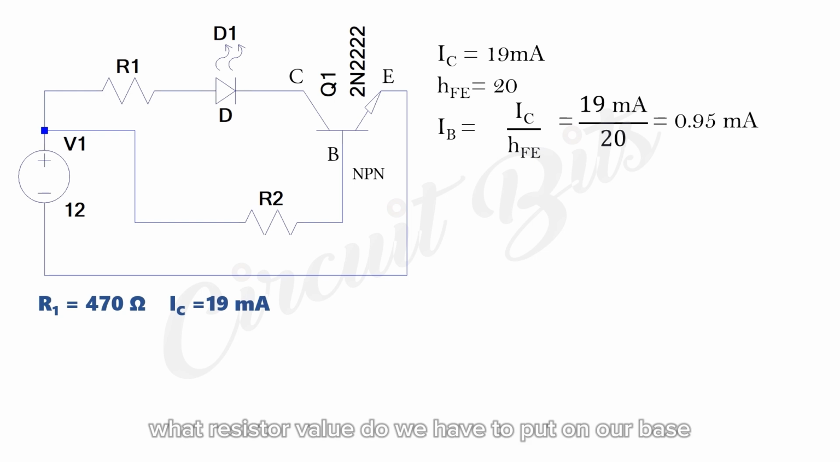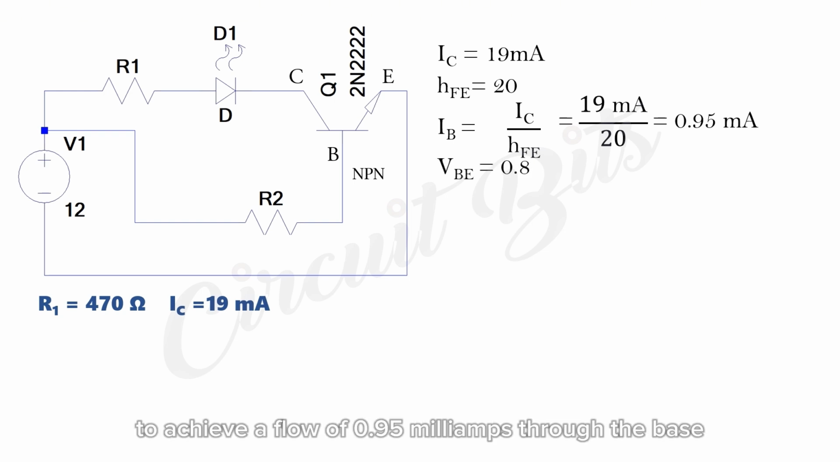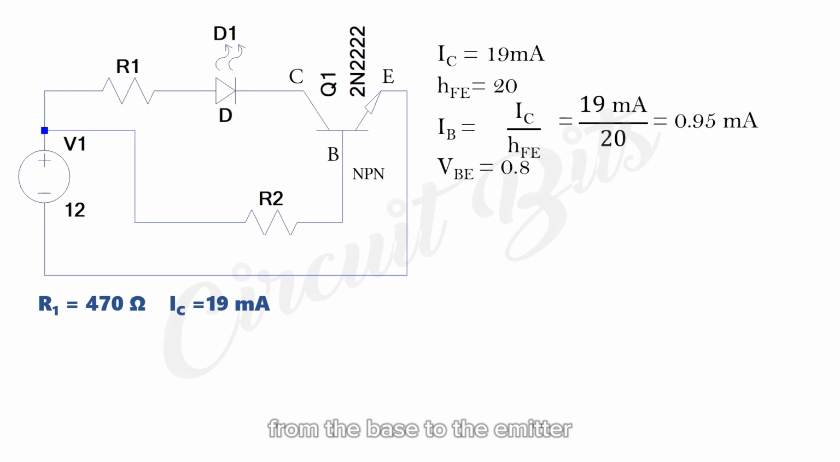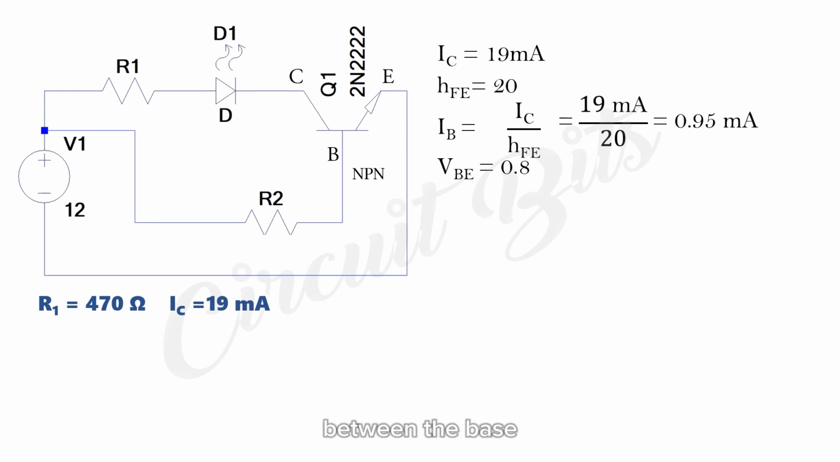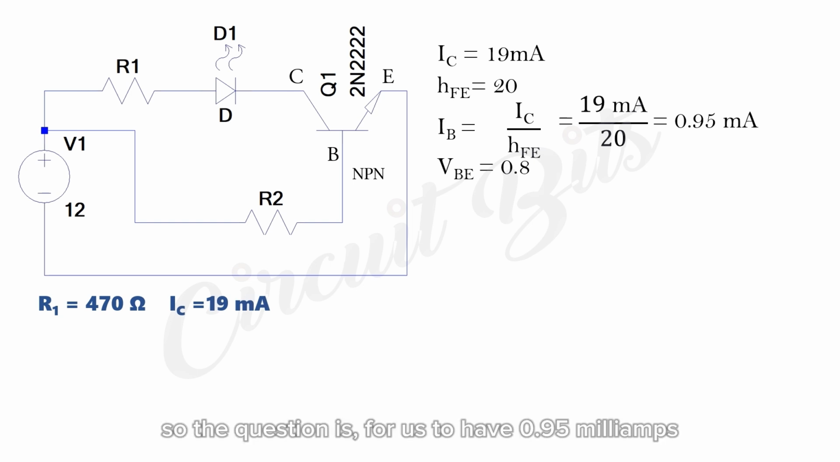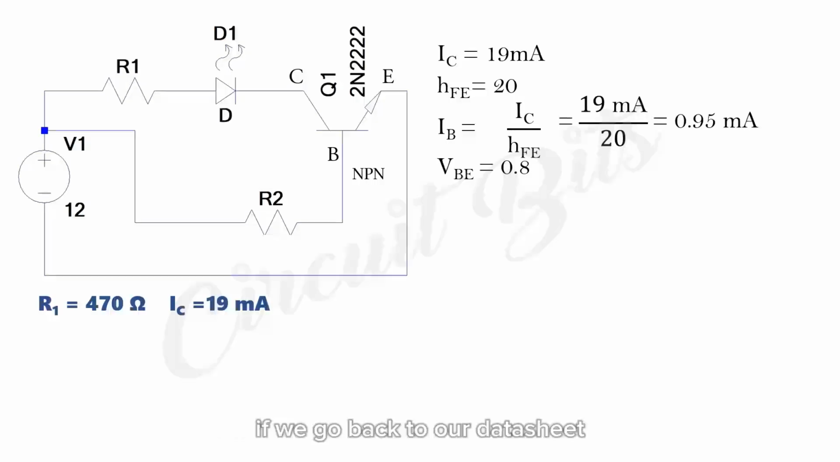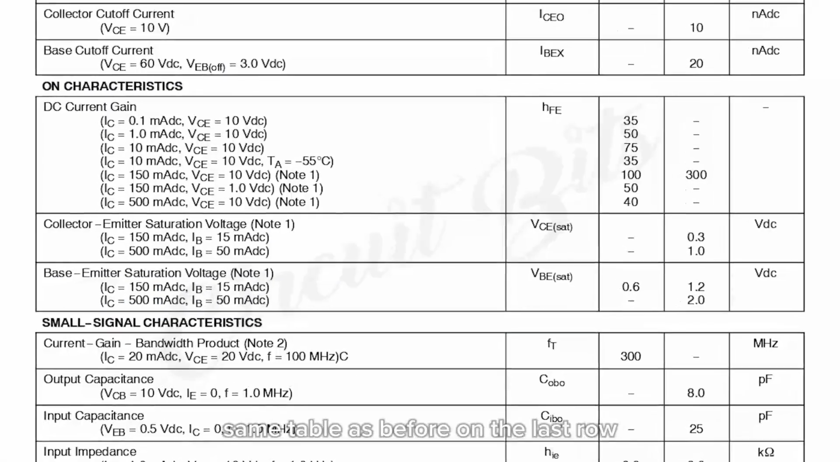Next is, what resistor value do we have to put on our base to achieve a flow of 0.95 milliamps through the base? So, if we consider the circuit path from the base to the emitter, we have to acknowledge the voltage drop experienced between the base and emitter. We will call it the base-emitter voltage. So the question is, for us to have 0.95 milliamps flowing through the base resistor, what voltage should we have across it? If we go back to our datasheet, same table as before.